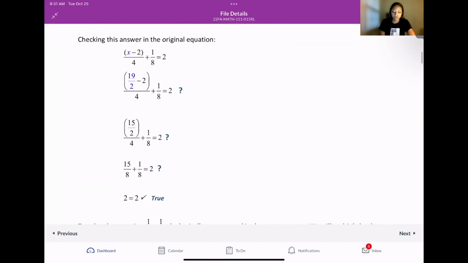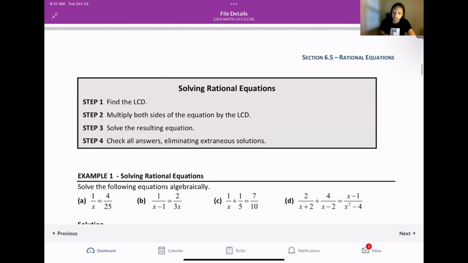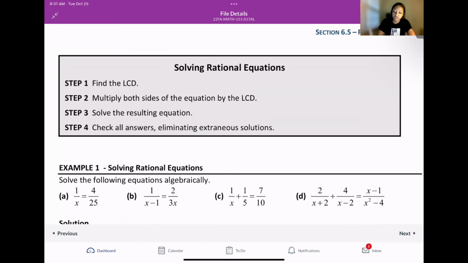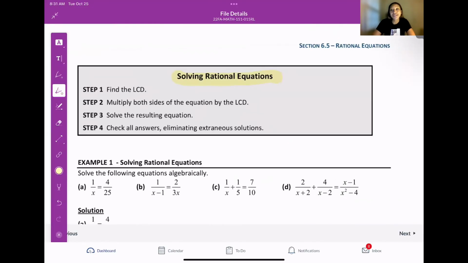All right, I'm just going to skip through this example that is shown here and go straight to our steps. These are on page 4 in the book. Solving rational equations using the LCD method. Step 1, find the LCD.